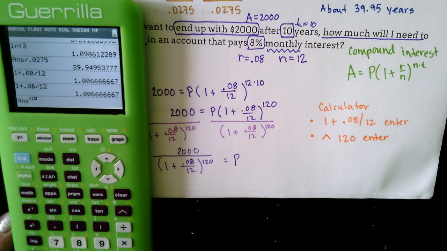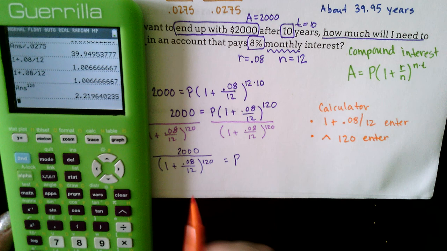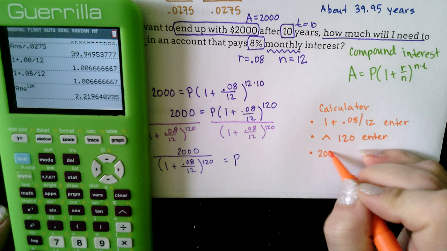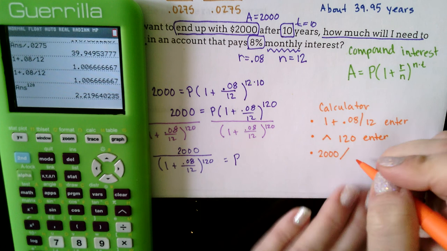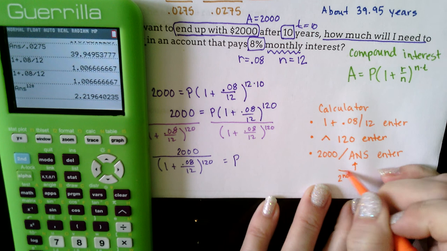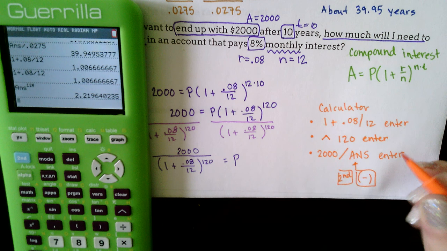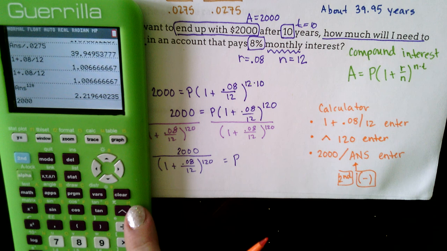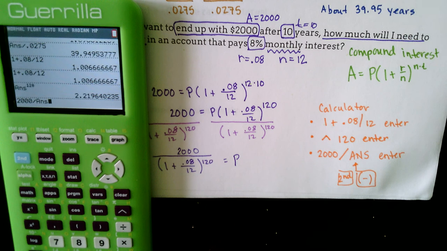And then what I need to do is take 2,000. So the number I have right now is that denominator. So then what I need to do is take my numerator 2,000 and divide it by that answer that I just got. And the way that I get that answer to show up on my calculator is to push the second button and then the negative button, in case you're unfamiliar with doing that. So I'll need to do 2,000 divided by second negative key, which puts answer in there, and then enter.